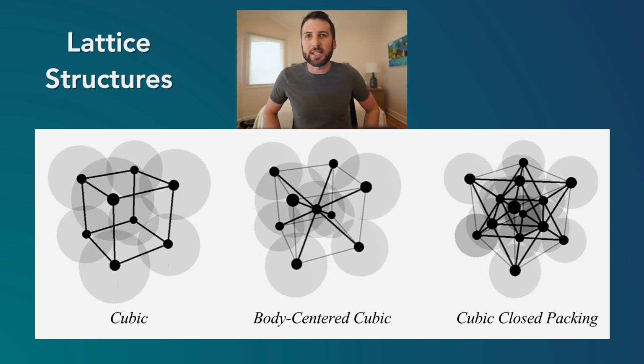Another type of lattice is what is called a body-centered cubic. This has the vertices of a cube as well as another node in the center of the cube. And this can now be stacked in a similar way. Another really efficient type of packing is called the closed cubic packing.